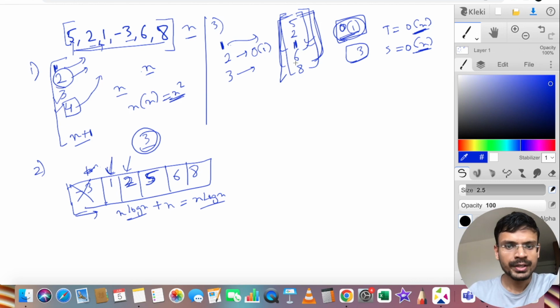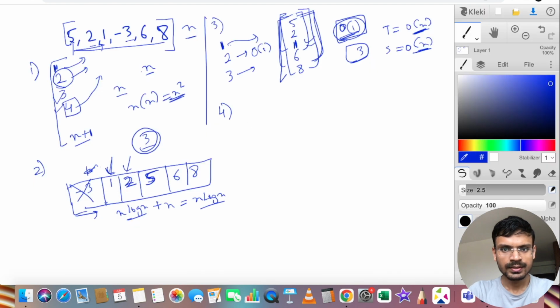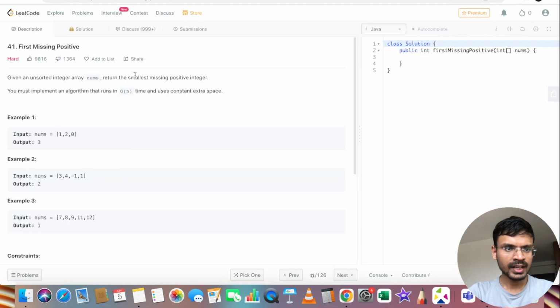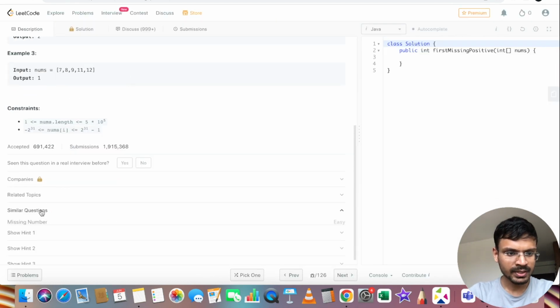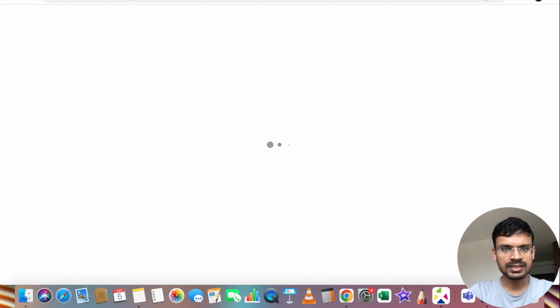Can we somehow reduce this time complexity or space complexity? In the problem it is mentioned that you must implement an algorithm that runs in O(n) time and uses constant extra space, right? Because this is a hard level problem, there are some similar questions, easy level problems, which are somewhat variations of this problem.